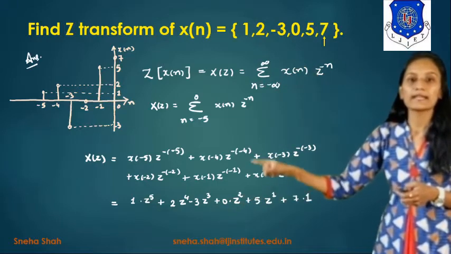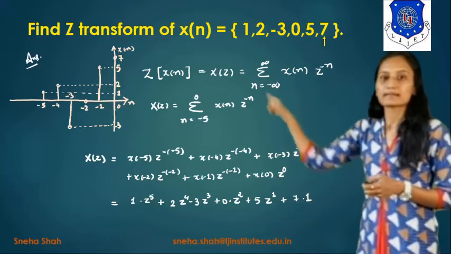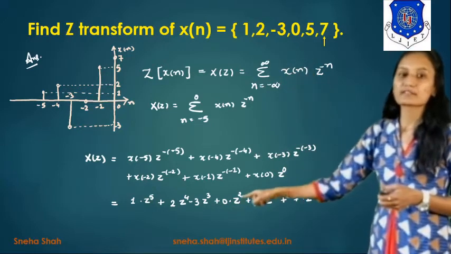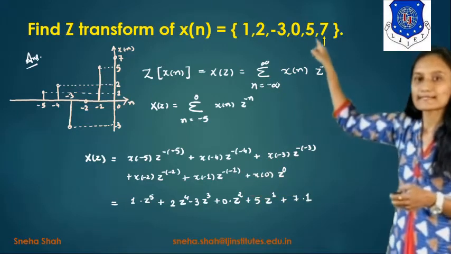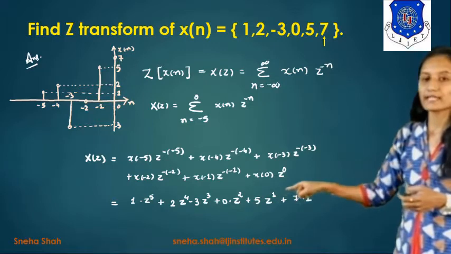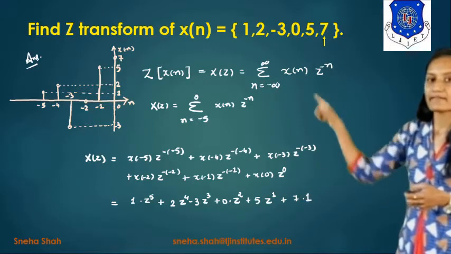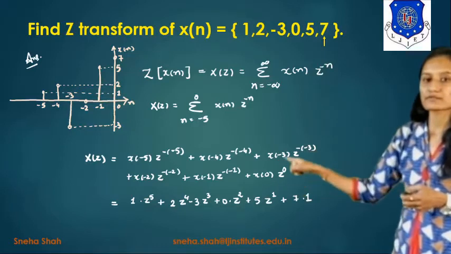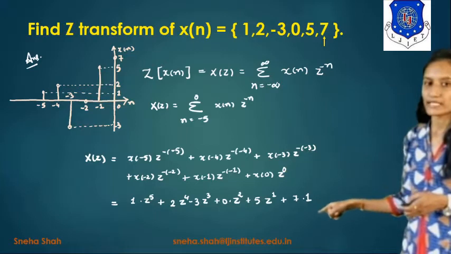So minus 3 into z raised to minus 3 means z raised to 3, plus the next term is 0 into z raised to minus 2, which means z raised to 2, plus the next term is 5 into z raised to minus 1, plus 7, the last term, is 7 into z raised to 0. Now what is the value of z raised to 0? z raised to 0 equals 1.